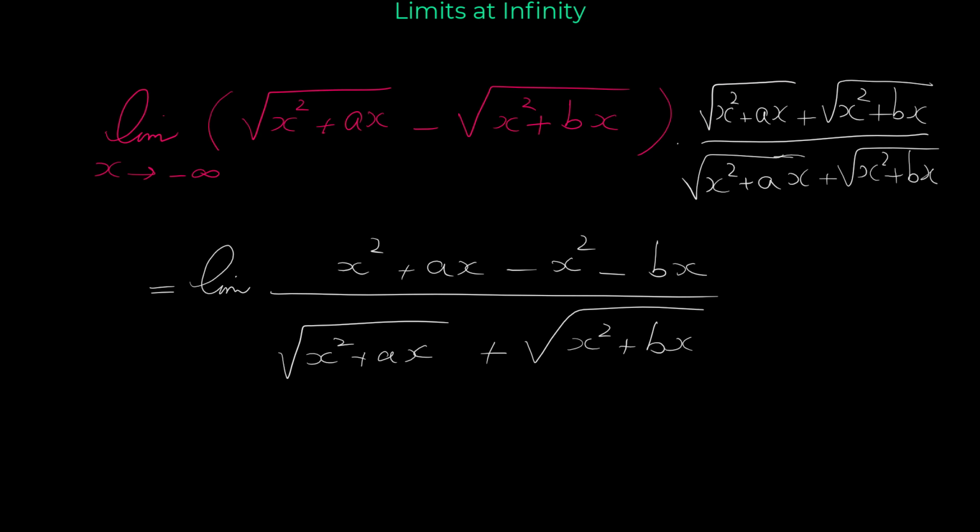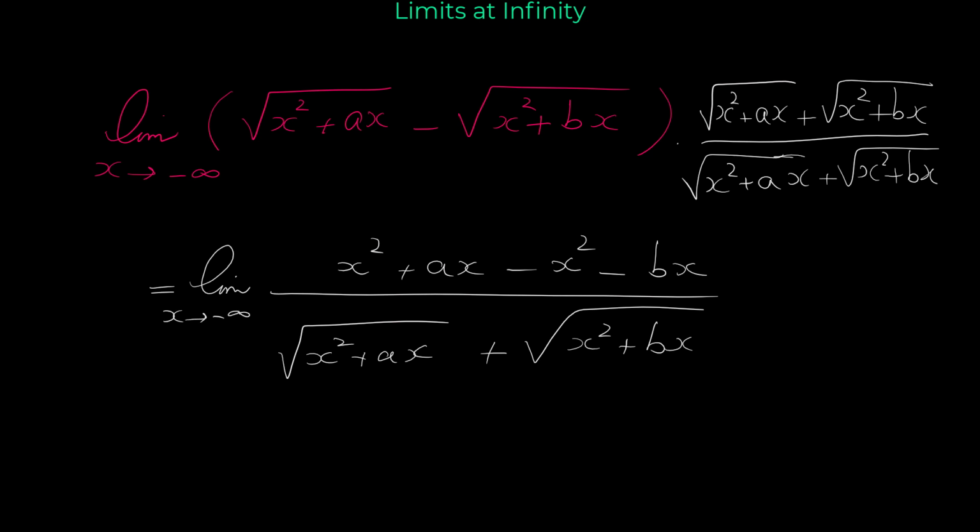And attention, I forgot to tell you this at the beginning before I do this, that this limit is infinity minus infinity. Because if it was infinity plus infinity, the limit is infinity. But when we have infinity minus infinity, it's an indeterminate form, and for finding the limit we have to do some algebraic operations. And x approaches negative infinity.